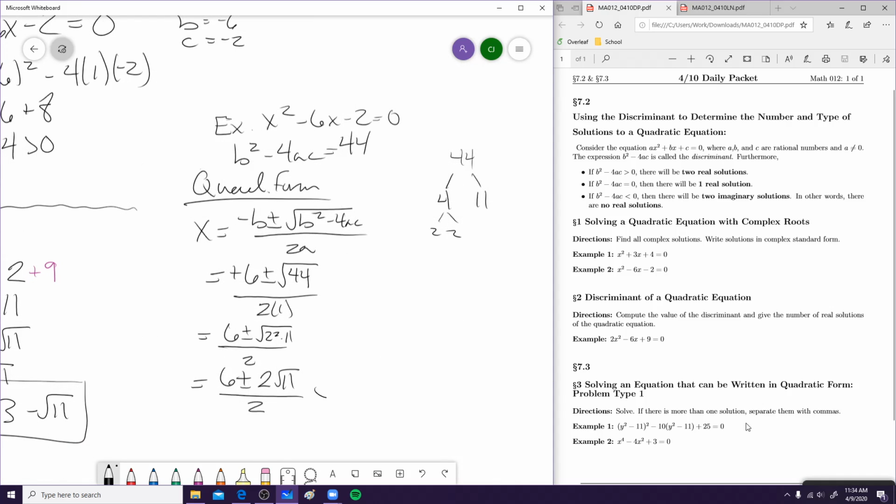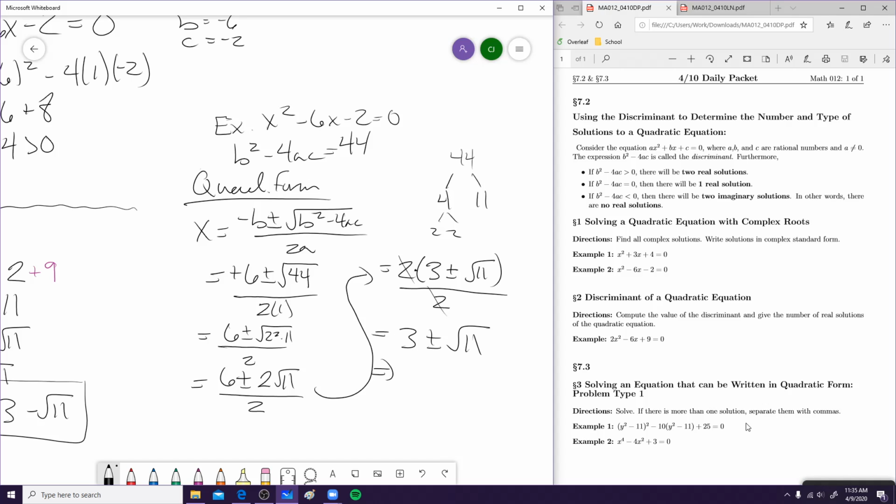Right, so I guess I can just bring my work over here. So now the 6 and 2 both have a 2 in common, so I'm going to factor that out. And when I factor that out, I get 3 plus or minus the square root of 11 all over 2. So since this is multiplied, this 2 is a factor, this 2 is a factor. So now we can reduce it to 1, and then we'll get 3 plus or minus the square root of 11. So therefore, x is equal to 3 plus the square root of 11 and 3 minus the square root of 11.